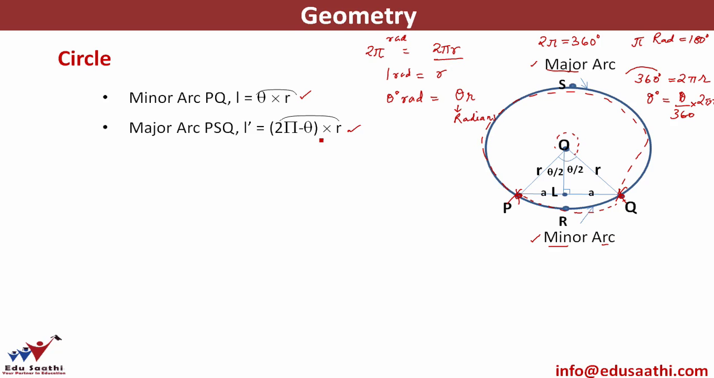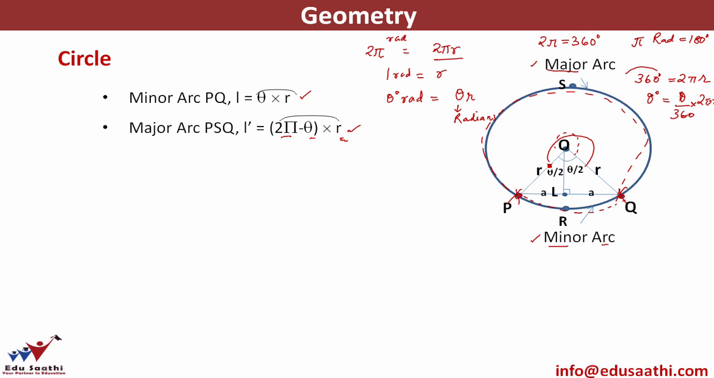If I subtract theta r, which is the length of the minor arc, the length that I'll be left with would be 2 pi r minus theta r. R can be taken common and the value that I'll have will be 2 pi minus theta. Now what is this 2 pi minus theta? 2 pi is the total angle out of which theta is subtended by the minor arc.